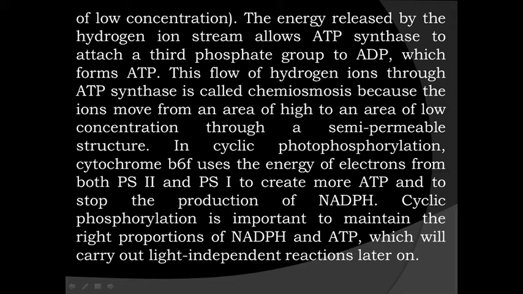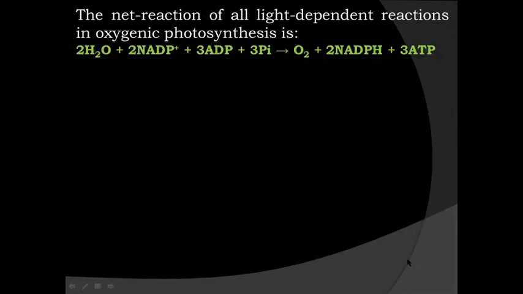In cyclic photophosphorylation, cytochrome B6F uses the energy of electrons from both pigment system second and pigment system first to create more ATP and to stop the production of NADPH. Cyclic photophosphorylation is important to maintain the right proportions of NADPH and ATP, which will carry out light independent reactions later on.